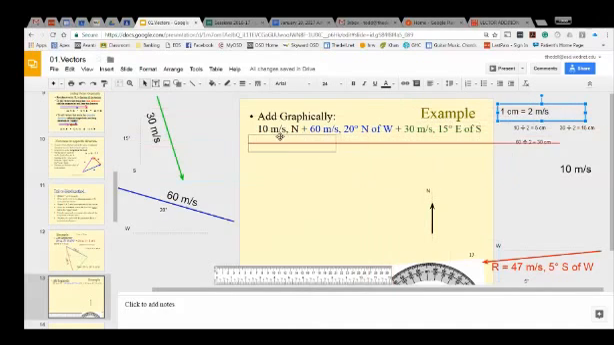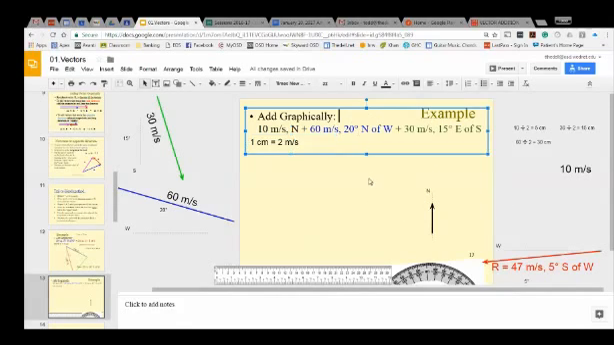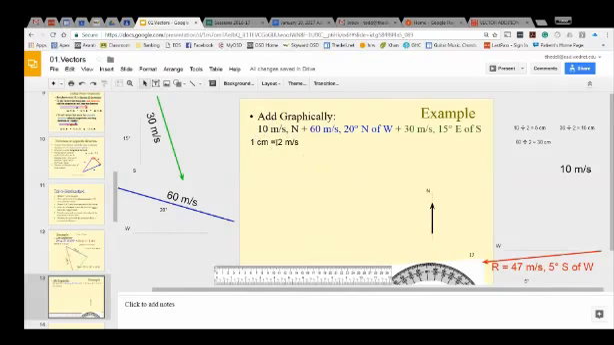I created this scale. I'm using a scale of 1 centimeter equals 2 meters per second. I did that because I had to figure out how I could get it on the page here. So of course, with your scales, try not to make them too small. If you made it 1 centimeter equals 10, which might work well for the 60 and the 30, the 10 is going to be so small that it's hardly going to make a difference. So try to make something that's large enough that you're going to get some accuracy.